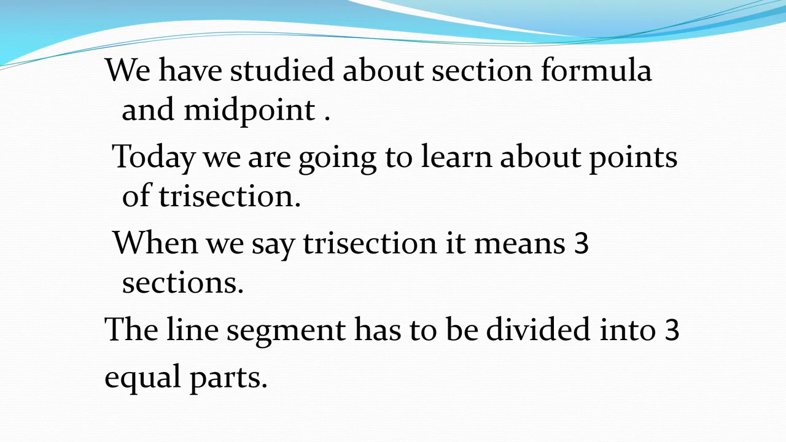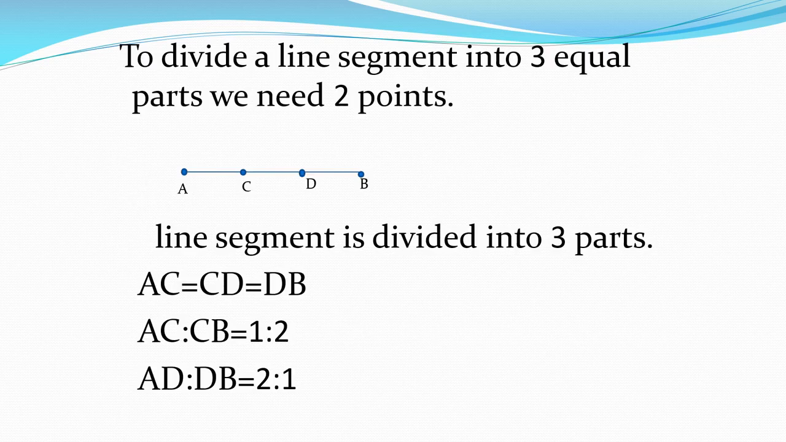When we say trisection, it means three sections. The line segment has to be divided into three equal parts. To divide a line segment into three equal parts, we need 2 points.